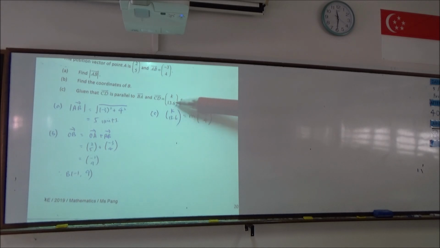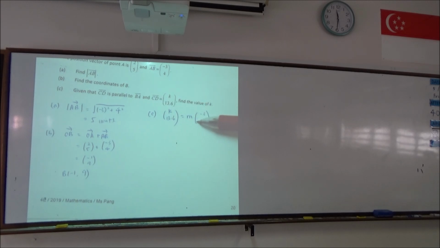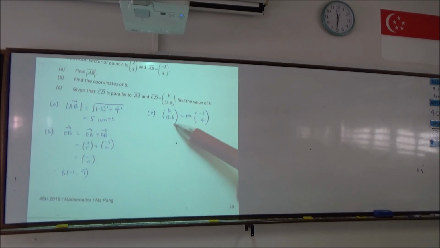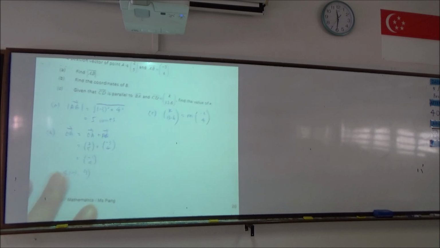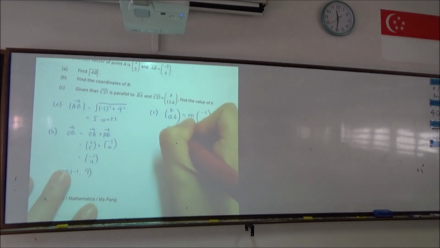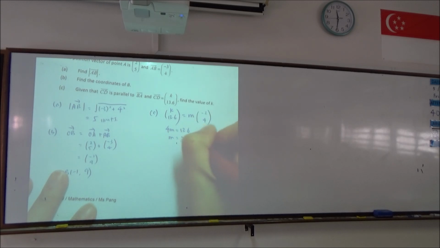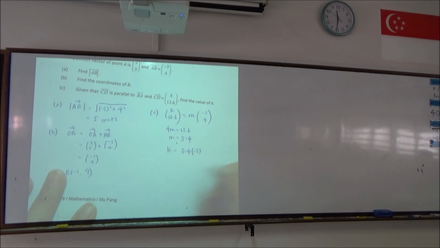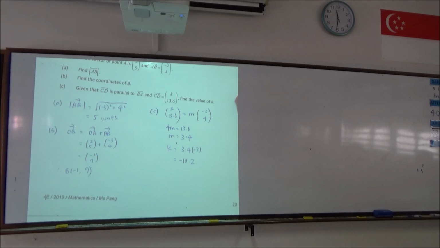The very end that I want to achieve is to find out the value of K. But you will find that K is equal to M times negative 3. I'm hindered by the value M. So I need to first find out the value of M. That can be found by looking at the y components. So 13.6 is equal to 4M. M will be equal to 3.4. Therefore, K will be 3.4 times negative 3. That will give us negative 10.2.